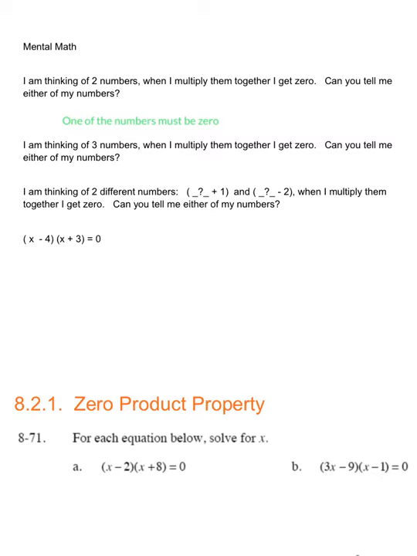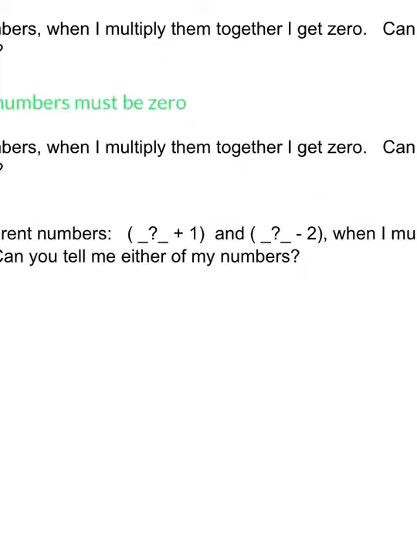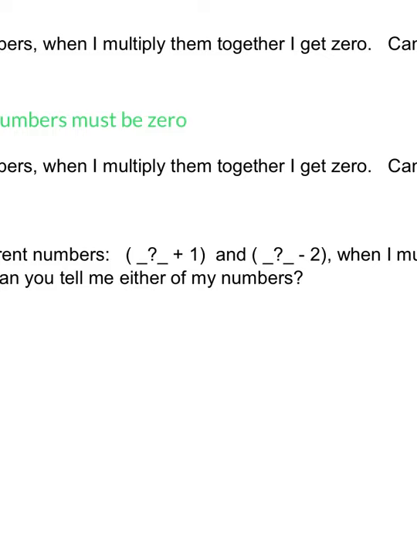So same response. I'm thinking of two different numbers here, but now it's my number plus 1 or a number minus 2. And when I multiply those together, I get 0. One of the numbers after the calculation is done must make a 0. What number can I put where this question mark is so that when I add 1, I get 0? -1. -1 plus 1 is 0. So one of my numbers is -1.